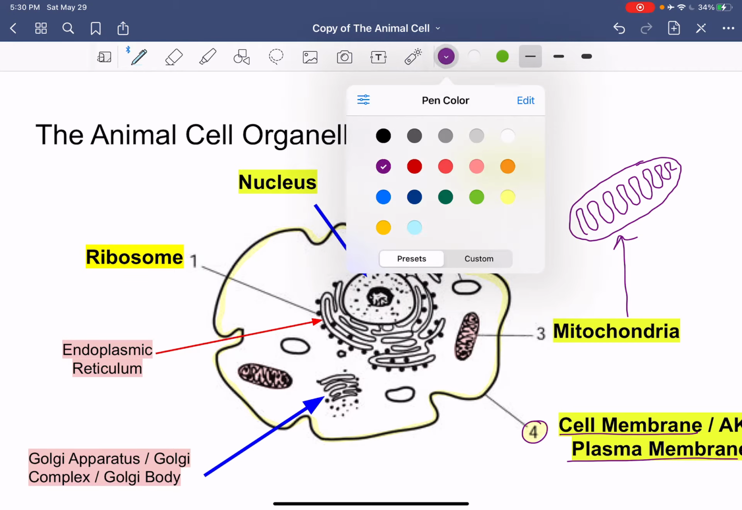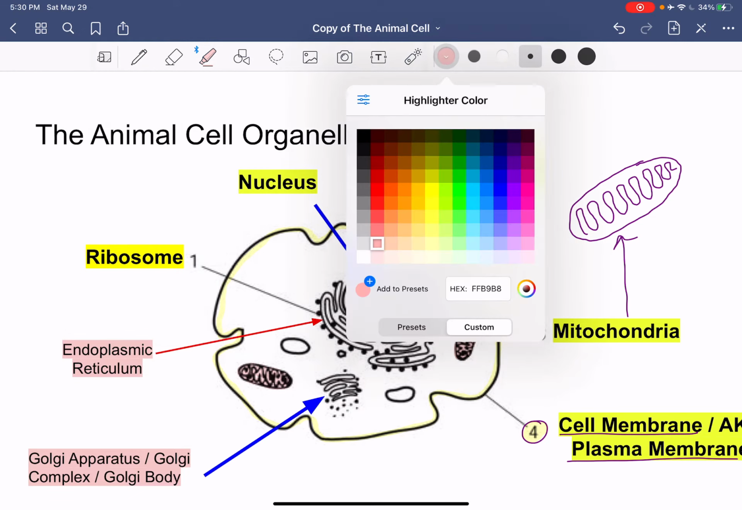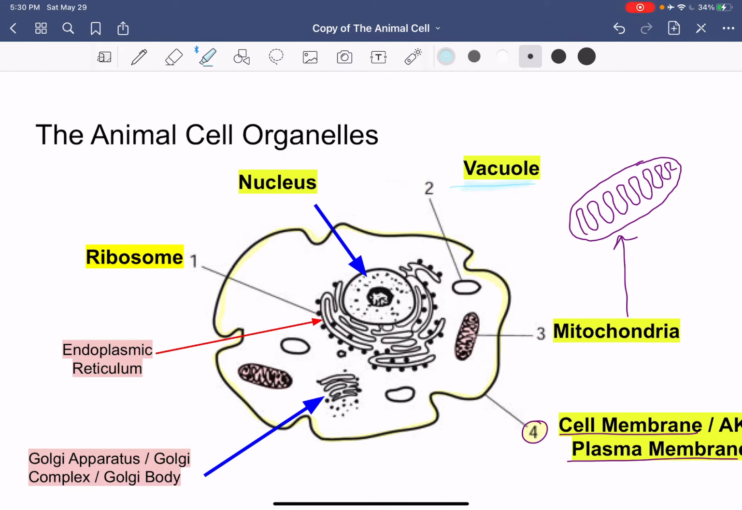Next, let's take a look at the vacuole. So here's the vacuole. Actually, let me get my highlighter. As you can see here, number 2 is pointing to this one here, and there's another vacuole here. There's another vacuole here. Okay, so those are the vacuoles, and we're going to see, of course, what they do.